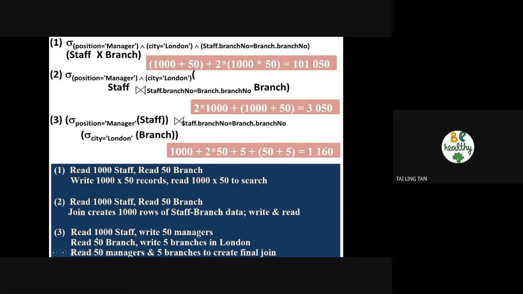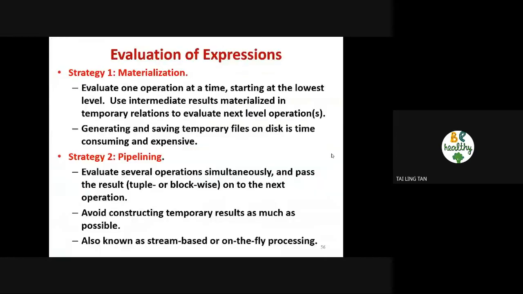For the last one, we read 1,000 staff, write 50 managers, read 50 branches, and write 5 branches. Then the last part, we do the final join, 250 joins, and only write it to the disk. So of course the time for doing this is much less compared to the others.